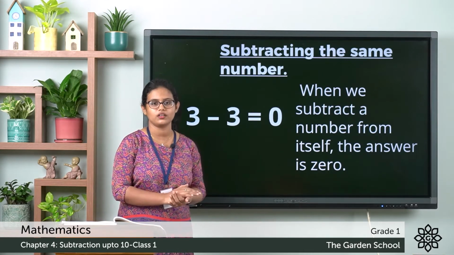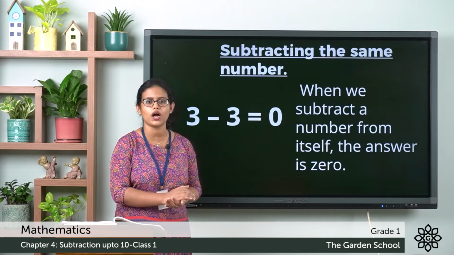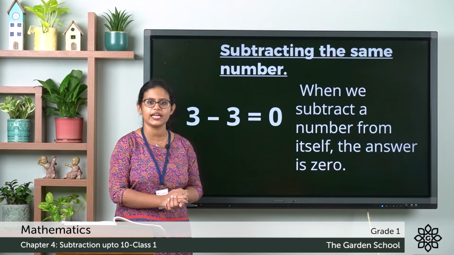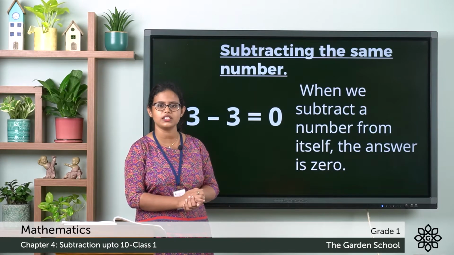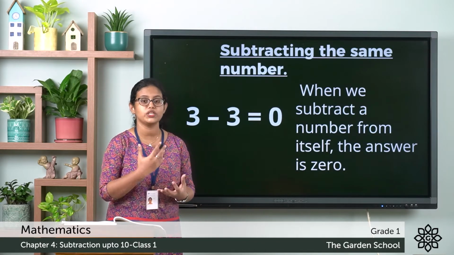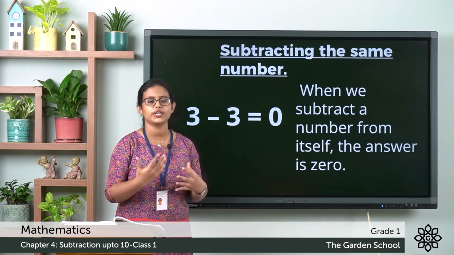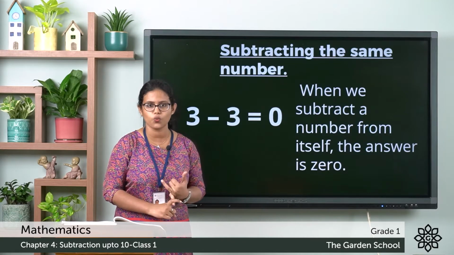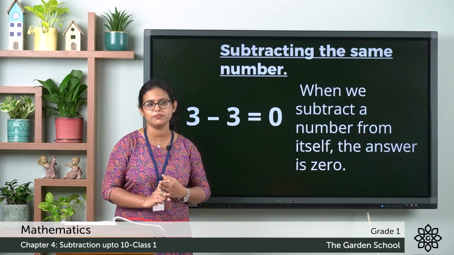1 minus 1. You are subtracting the same number. So what is 1 minus 1? 0. 8 minus 8. What is 8 minus 8? 0. 6 minus 6. What is 6 minus 6? 0. So when you subtract the same number, what answer do you get? You get the answer as 0. So we learned subtracting 1, subtracting 0 and subtracting the same number.